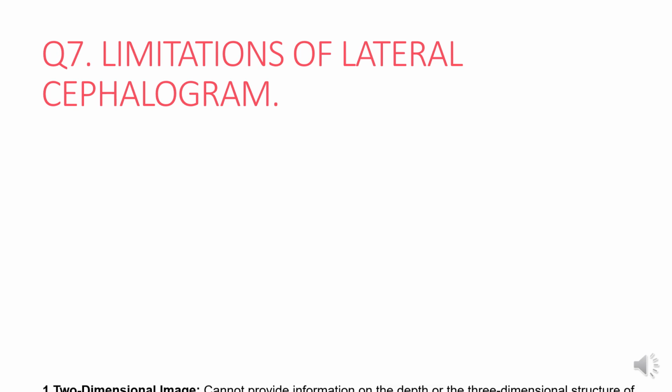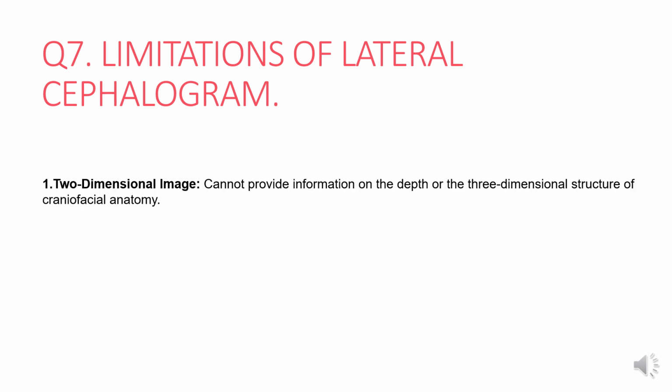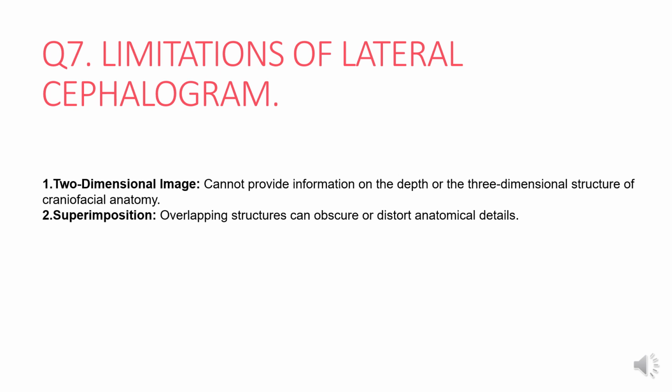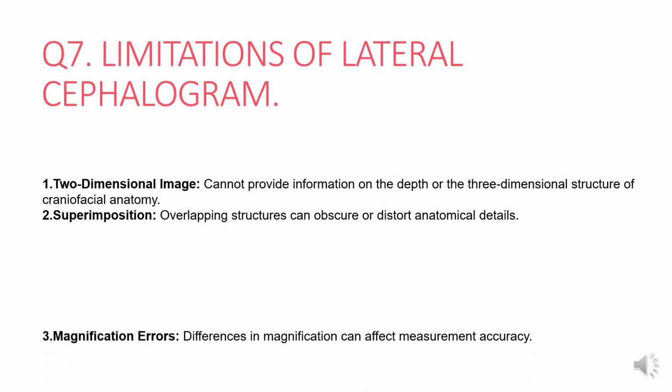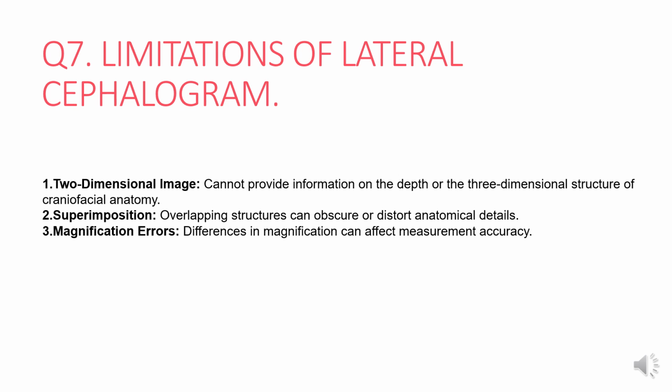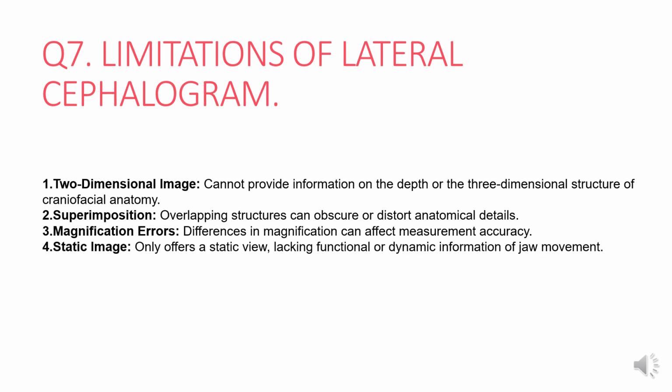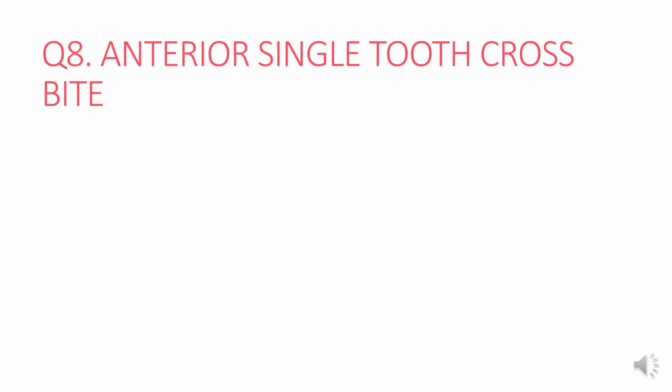Number 7 is limitations of lateral cephalogram. It cannot provide information on the depth or the 3D structure of craniofacial anatomy. Overlapping structures can obscure or distort anatomical details. Differences in magnification can affect measurement accuracy, and it only offers a static view, lacking functional or dynamic information of jaw movement.